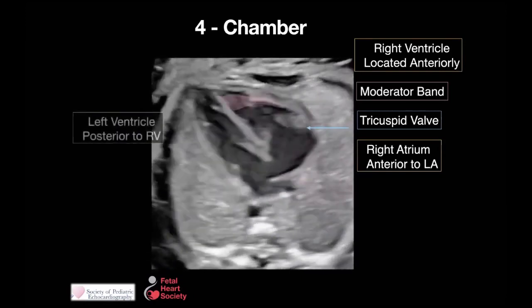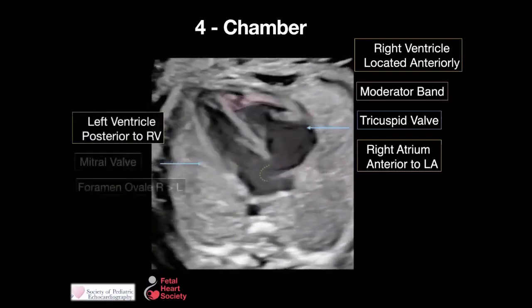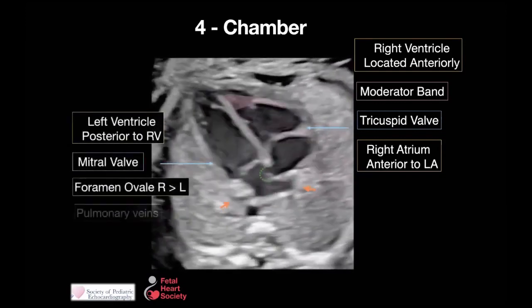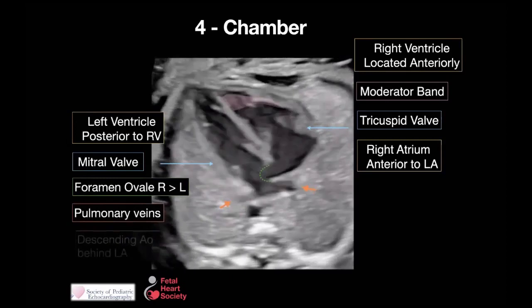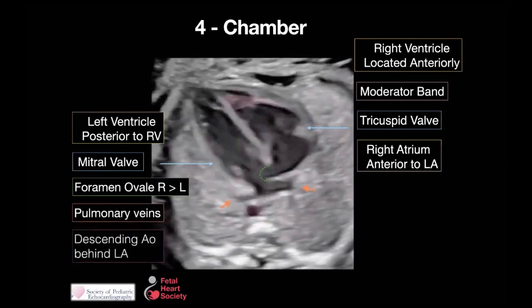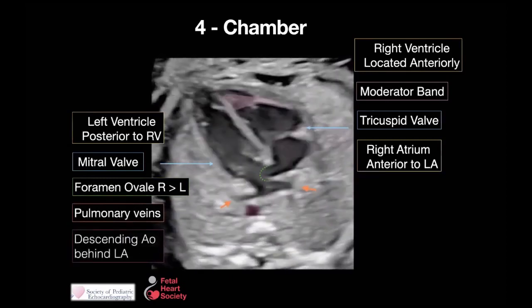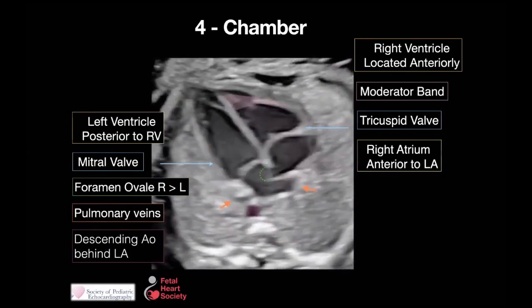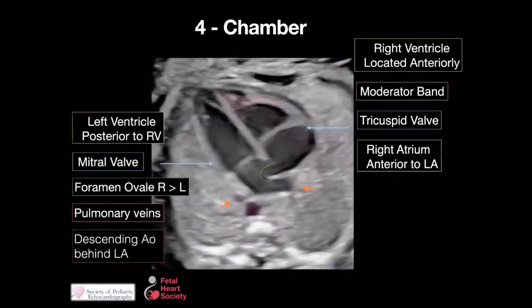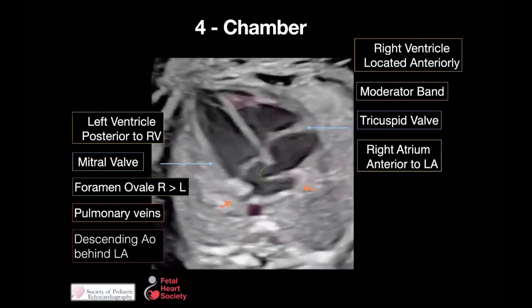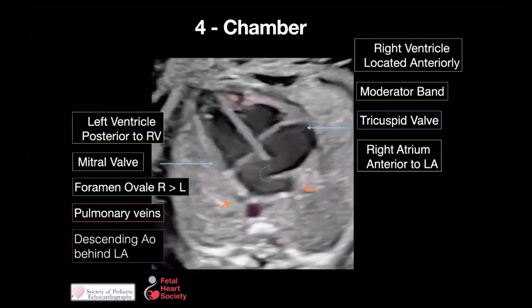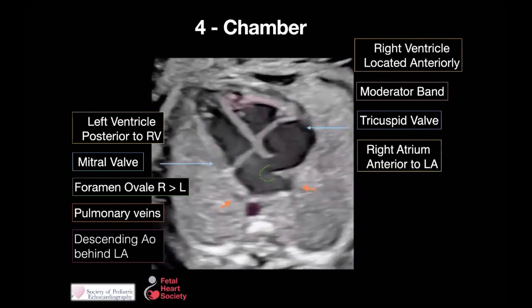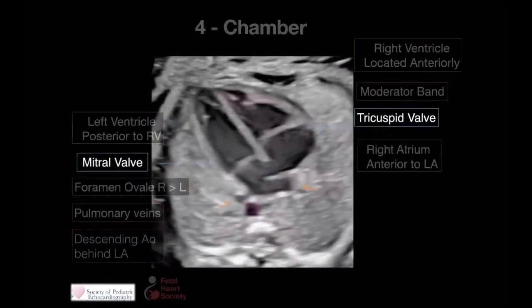Now looking at the left side of the heart, we have the left ventricle, which is posterior to the right ventricle. We have the foramen ovale, which flaps from right to left, as you can see here. We also have the pulmonary veins, which are seen as slit-like openings in the posterior wall of the left atrium. And also the descending aorta, which should be the only vessel behind the left atrium and no other vessel in between.